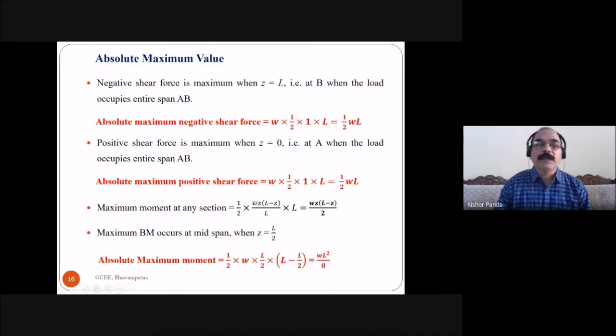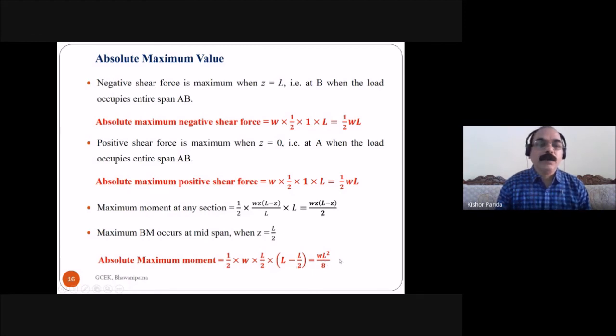Similarly, the maximum moment at any section is this one, half into W into Z into L minus Z by L into L. This is equal to WZ into L minus Z by 2. You will get the maximum absolute bending moment at mid span when Z is equal to L by 2. When Z is equal to L by 2, you will get the absolute maximum bending moment. So here you put Z is equal to L by 2, W into L by 2 into L minus L by 2, by 2. This is the ordinate, half into W into L by 2 into L minus L by 2. This is equal to WL square by 8.